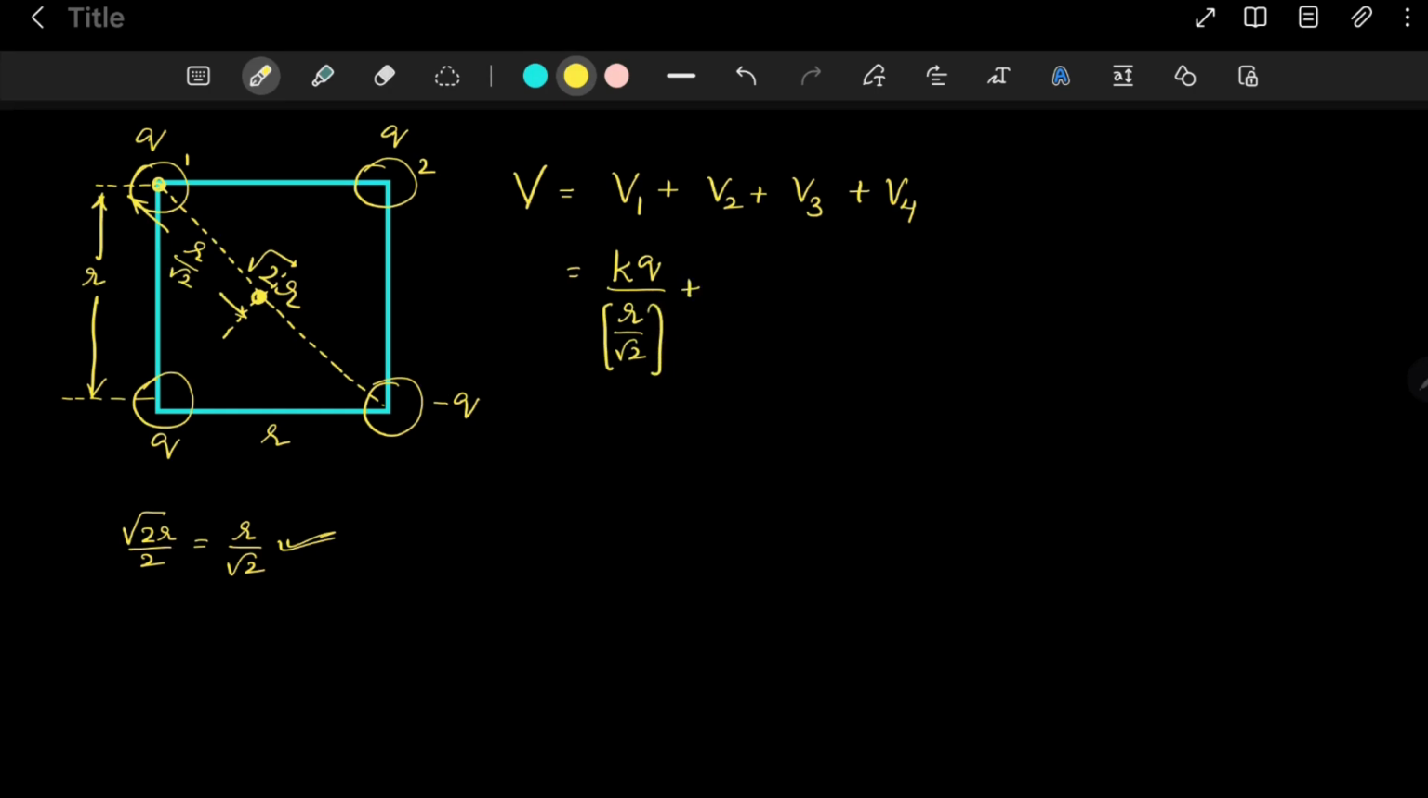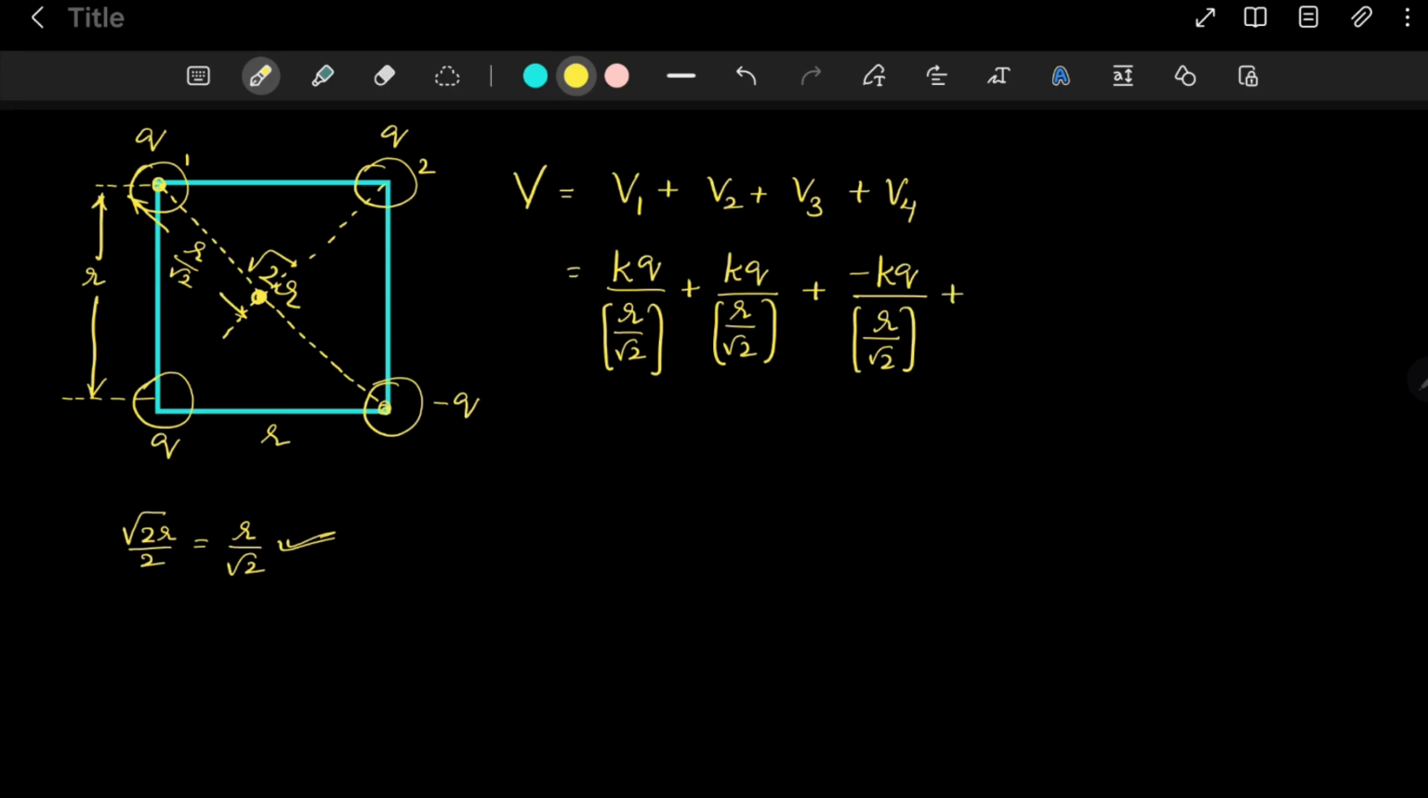Similarly, for the second charge also it will be the same distance because it's a square. There also it will be kq by r by root 2. And then there is a third charge again here. What is the third charge? It's a negative charge, so it is minus kq by r by root 2.